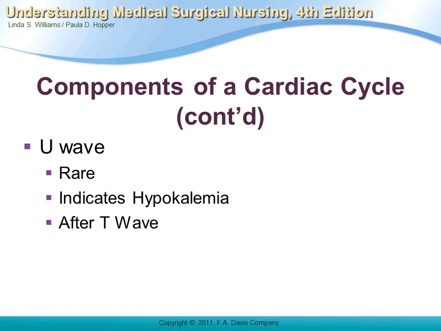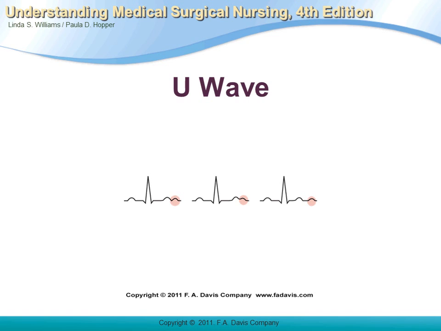U wave. You rarely see a U wave, but we just have to mention it. But that could indicate hypokalemia, which is a low potassium level, and it will come after a T wave. So this is an example of a U wave coming after a T wave. So it's just an extra wave in the ECG that normally you don't see.